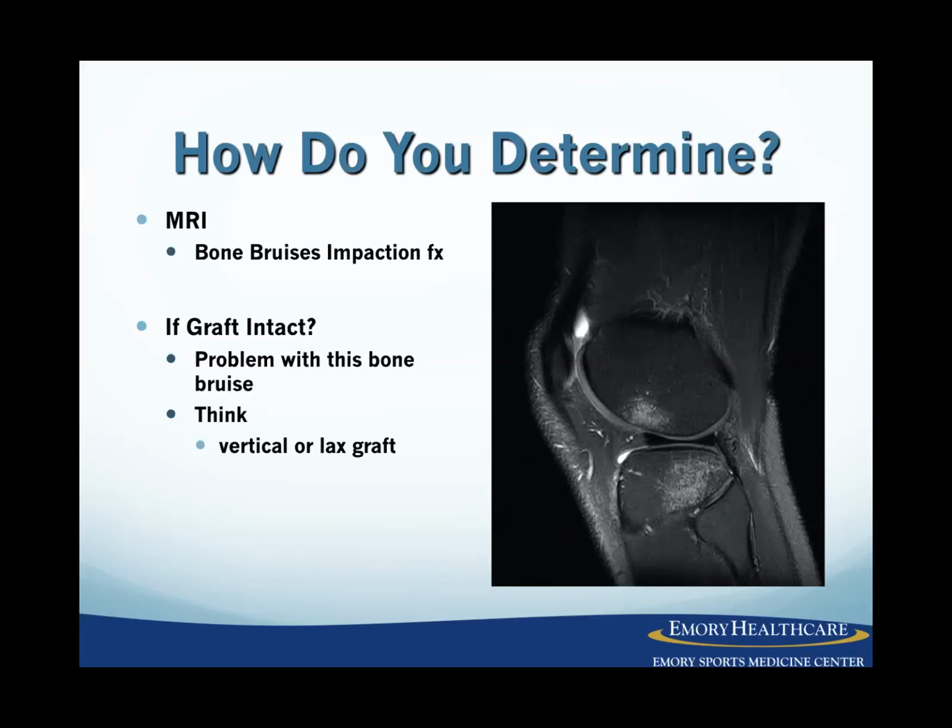Most of the time when you see this, you're going to see a vertical graft. So you'll see the tunnel being more posterior here, and the tunnel on the femur being more anterior. So the graft is more straight up and down.